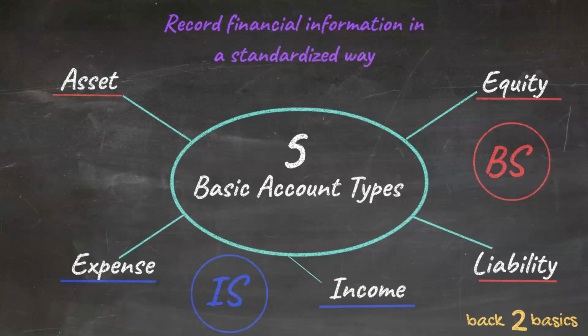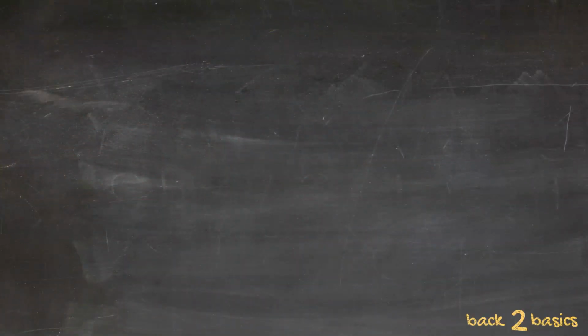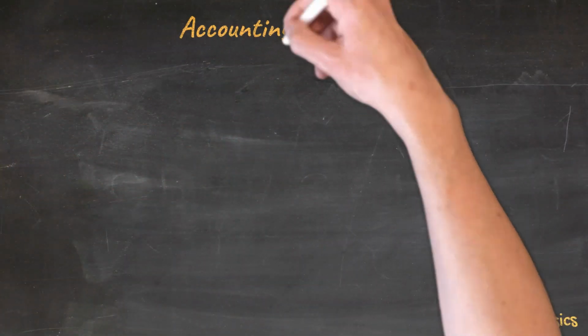The reason I briefly touched on the basic account types is because these accounts are related to each other, and the accounting equation shows the relationship between them. If you need to freshen up on the basic account types and common accounts used, then watch the video on basic account types on this channel. So let's talk about the accounting equation.